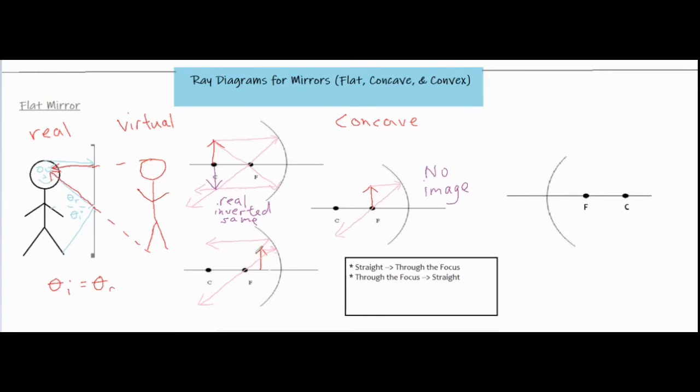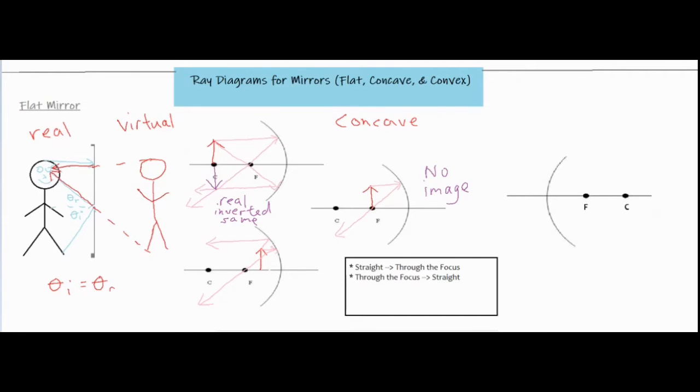Now, when you enter inside the focus, something sort of interesting happens here too. If we try to draw our light ray straight and through the focus, we can go ahead and do that. It goes straight into the mirror and then reflects back through the focus. And then we have through the focus and then straight. Now we can't send a light ray backwards because it's not going to actually hit the mirror.